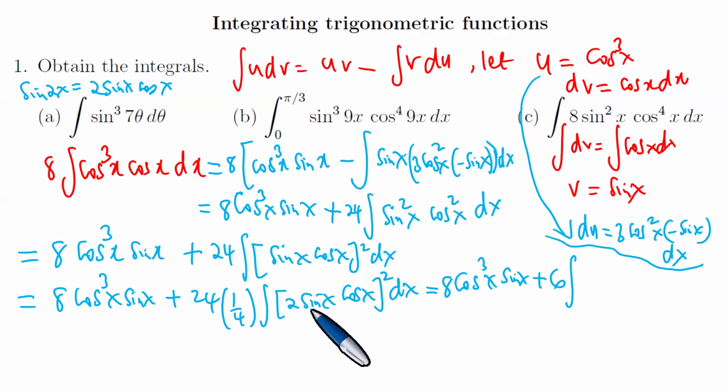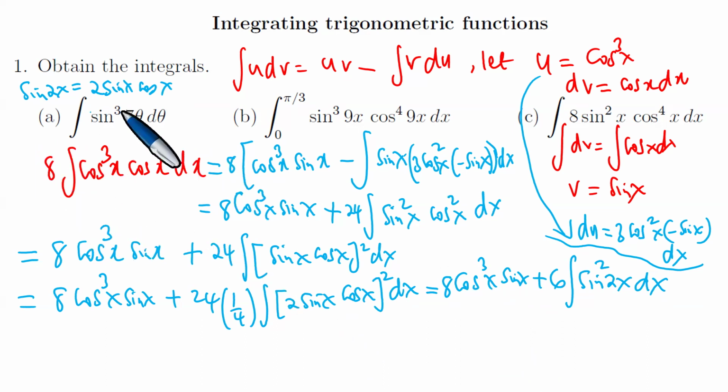Now, this one, what is 2 sine x cosine x? It's exactly the same as the sine of 2x, because sine 2x is 2 sine x cosine x. But it is squared, right? It is exactly sine squared of that. Then there is a dx like this. So now we are back.